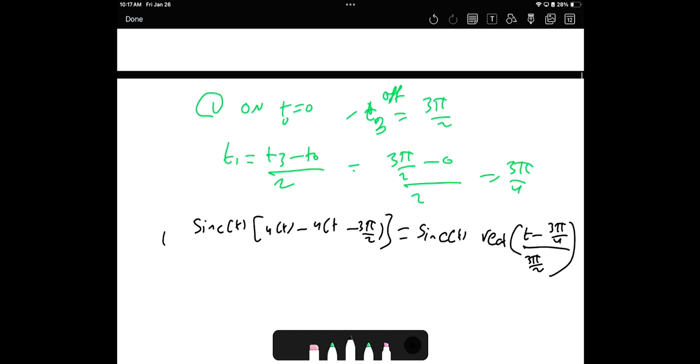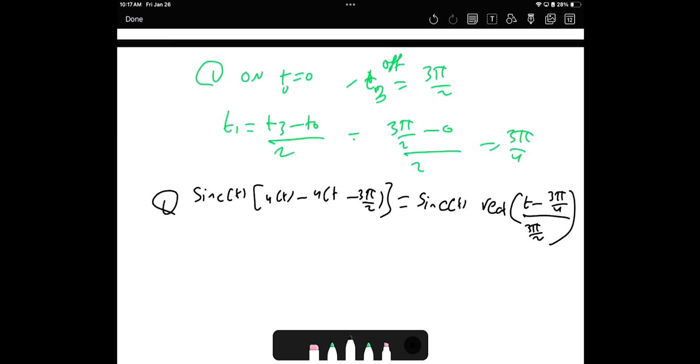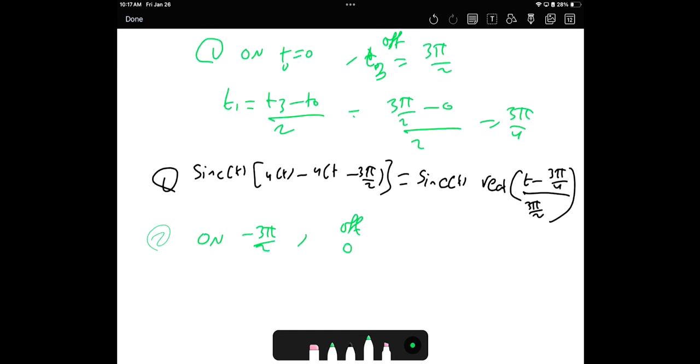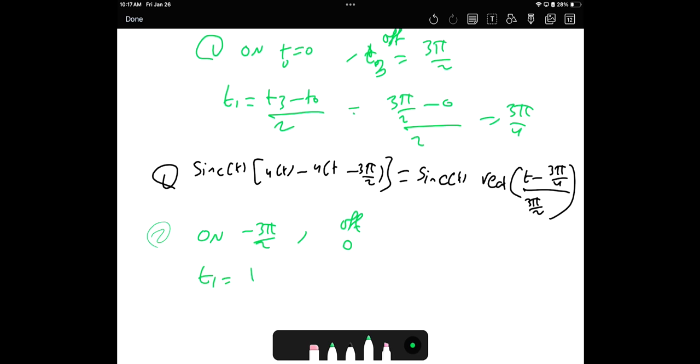That was for number 1. Number 2, on at negative 3 pi over 2, off at 0. So t1 will be off minus on over 2, which is going to be 0 minus negative 3 pi over 2, which will make it positive, 3 pi over 2, divided by 2, which is 3 pi over 4.